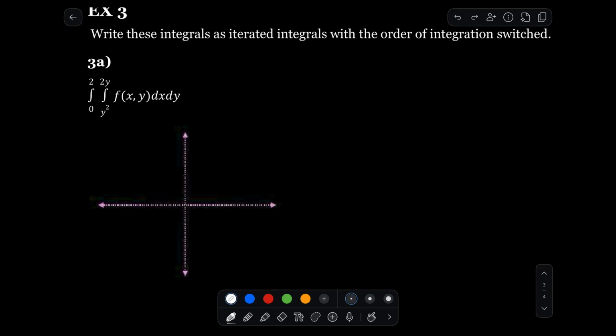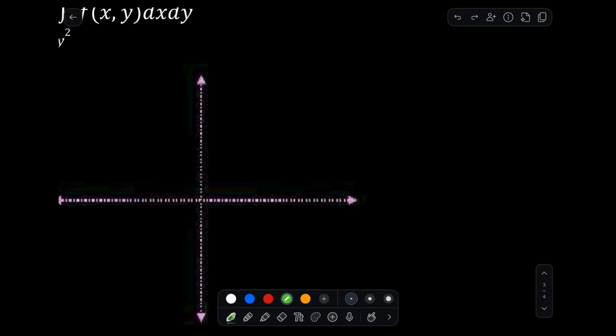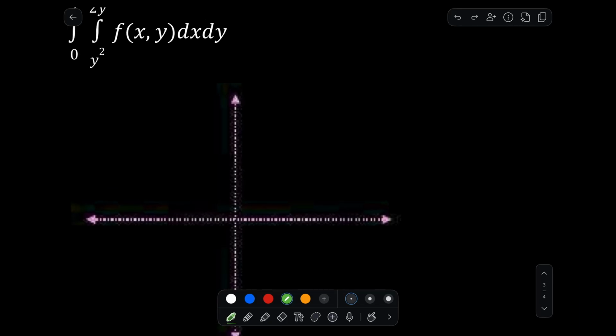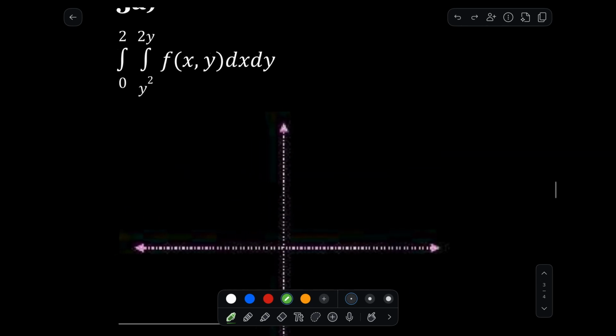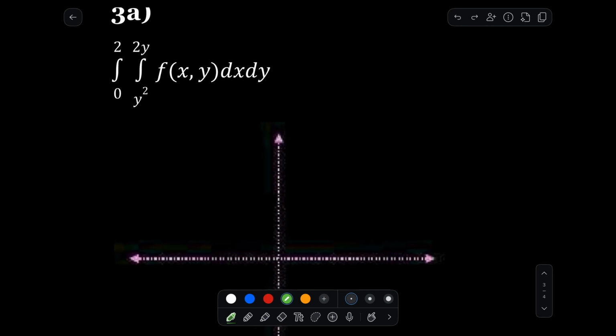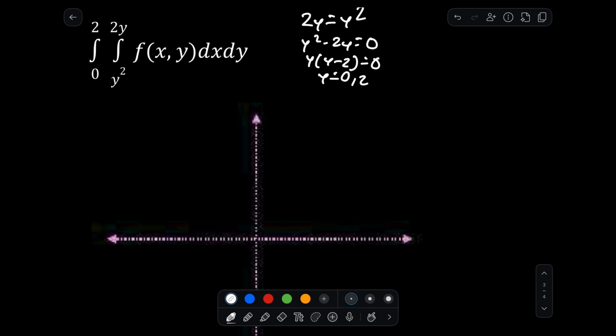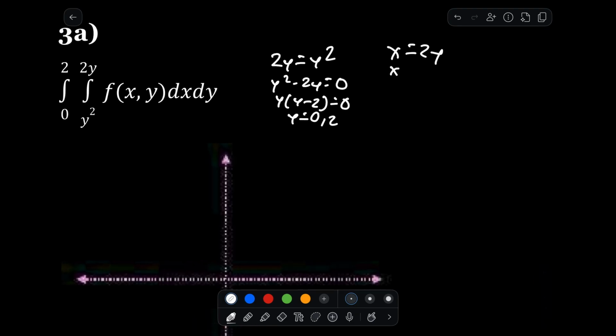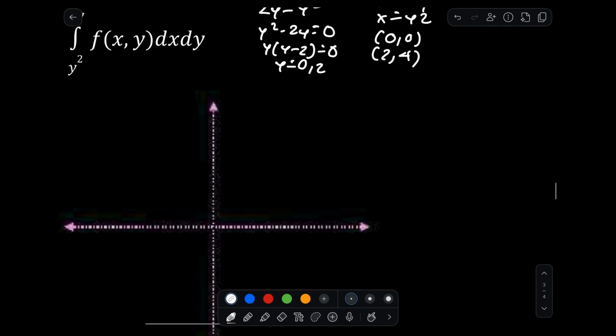For 3a, if you want to try this on your own, feel free to pause the video, and let's get right into it. All right, so I'm going to draw these out in the green and orange colors that we talked about above because it's easier for us to identify. We have x equals 2y. Before we draw, let's get our points of intersection. So 2y equals y squared, y squared minus 2y equals 0, y(y minus 2) equals 0, so y equals 0 and 2. And from x equals 2y and x equals y squared, we get the points 0, 0 and 4, 2.